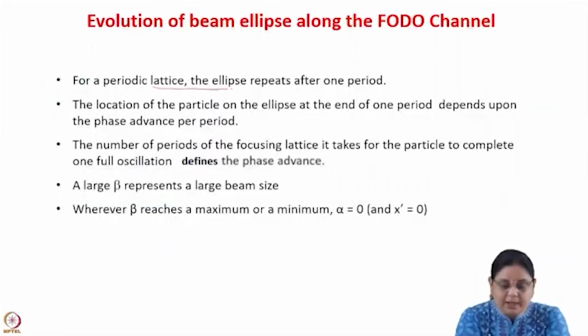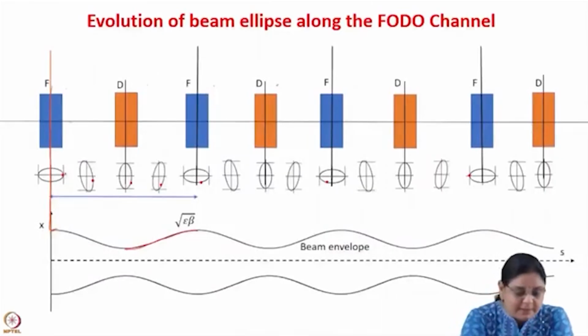So for a periodic lattice, the ellipse repeats after one period. You can see here this is the beam ellipse at this location, and how the ellipse is evolving as the beam moves in this focusing lattice. Now at the end of one period, we can see that the ellipse repeats itself. So it is evolving along as S is changing, but at the end of one period the ellipse repeats itself.